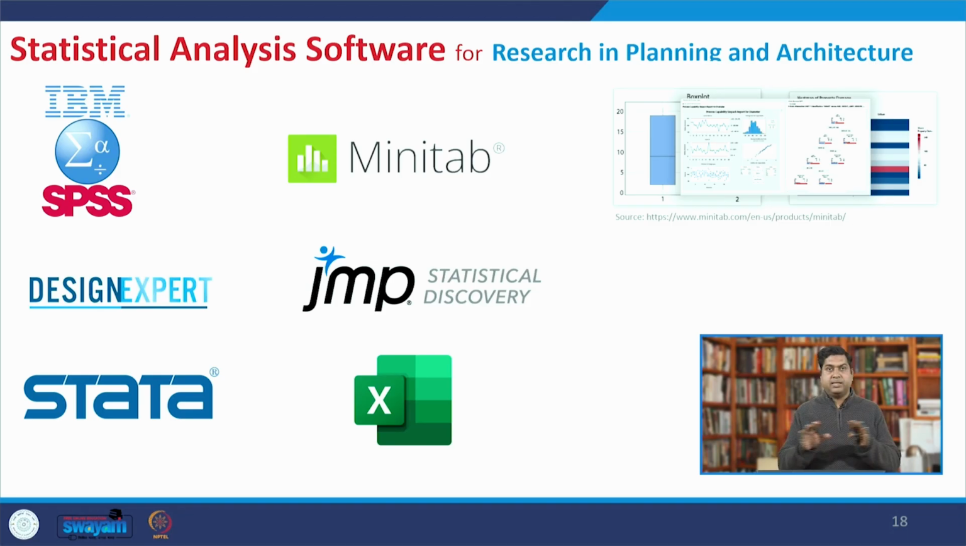Now if we classify some of them, the very commonly used statistical software include SPSS, Minitab, Design-Expert, JMP, Stata, and Excel. Again, naming only these six does not mean that these are the only good software available in the market. The list can be long, but these are very commonly used and are reported by researchers in their papers. So I thought to mention them.